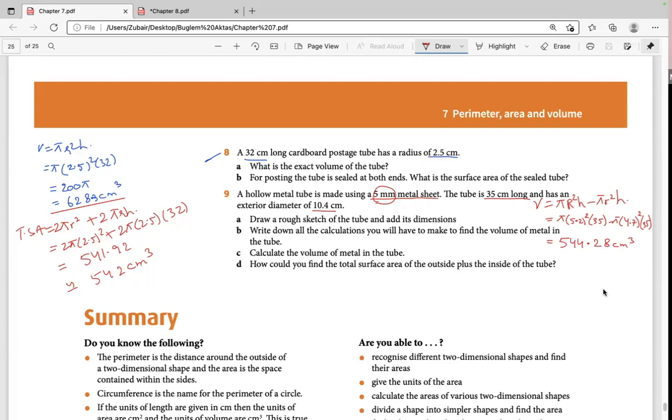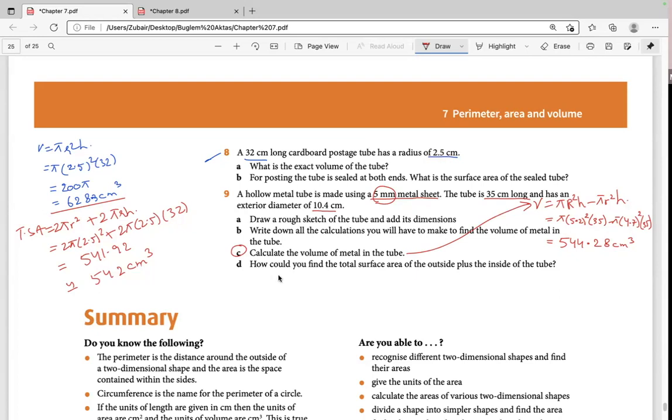544.3. Very good. C part says calculate the volume of metal in the tube. What's the difference? Sorry, we have already done that. I just reread the question and I was asking what's the difference. So we just did that. And B part was write down all the calculations you will have to make. So that was the external volume and the internal volume.